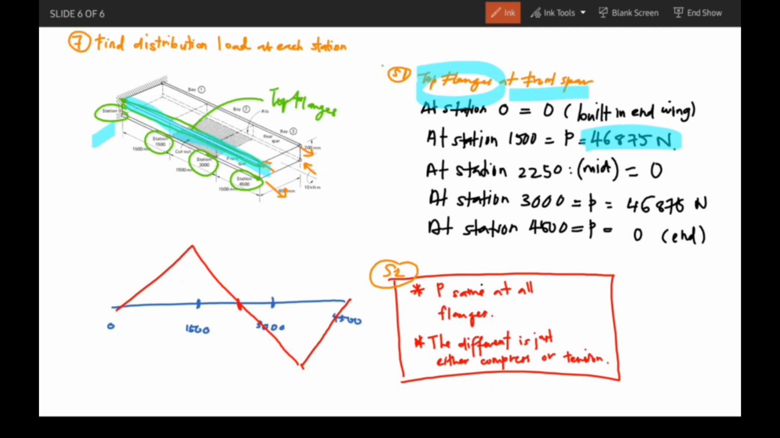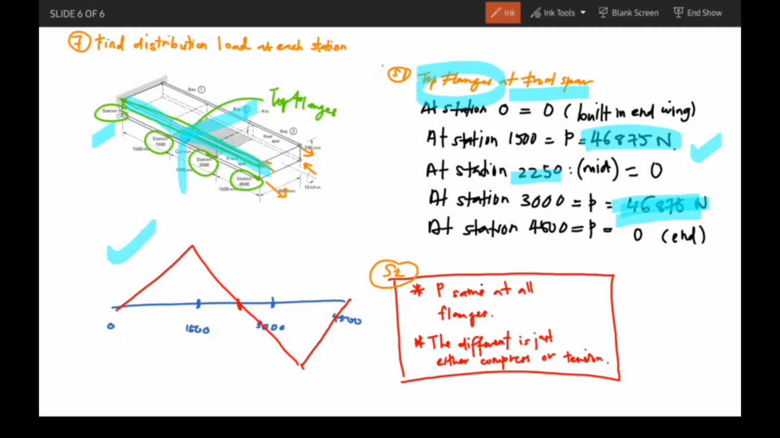And then for 2250, it's the middle of the bay, the second bay, this part. So the value is 0 because the location is at the middle of the bay. At station 3000, the P is also the same as this one. At station 4500, the value is 0 because the location is at the end of the wing.